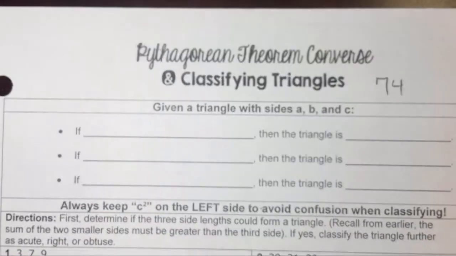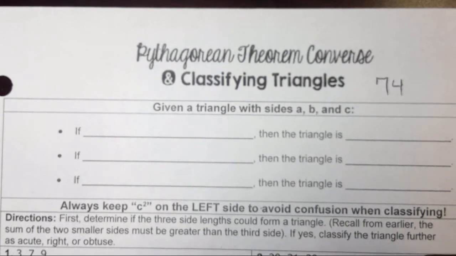Alright, so Pythagorean Theorem Converse and classifying triangles. It says Pythagorean Theorem Converse because I'm going to show you some other stuff you can do with the Pythagorean Theorem. Y'all know Pythagorean Theorem as a squared plus b squared equals c squared. Yeah, that's the one you use if you're trying to solve for a missing side on a right triangle. But you can also use the Pythagorean Theorem to prove what kind of triangle you have if it's not a right triangle.